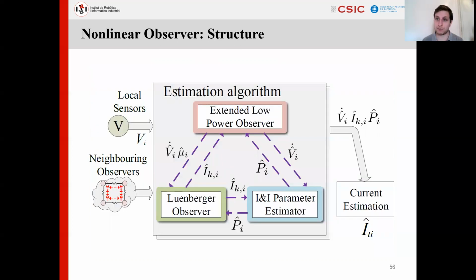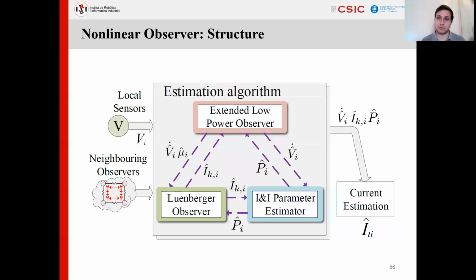Precisely, the structure of the observer that you place at each agent of the system is summarized in this slide. The observer is an interconnection of three subsystems. We have a low power observer that estimates the voltage derivative and an auxiliary signal that you send to a Luenberger observer to estimate the unknown line currents, and this information is sent to an immersion and invariance parameter estimator to estimate the unknown constant power load. It should be remarked that this parameter estimator follows the indirect adaptive redesign presented before. And this observer only operates using the local voltage sensor and the neighbor observer estimation. With that, you can reconstruct the local current and use this information to estimate the attack and mitigate its effect.